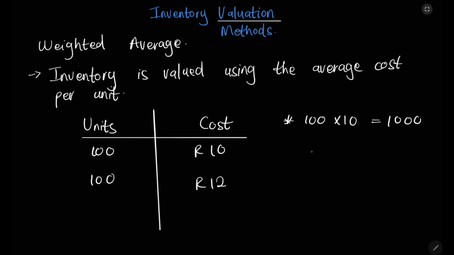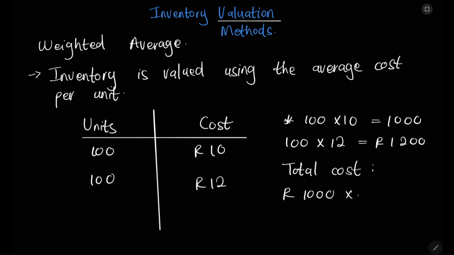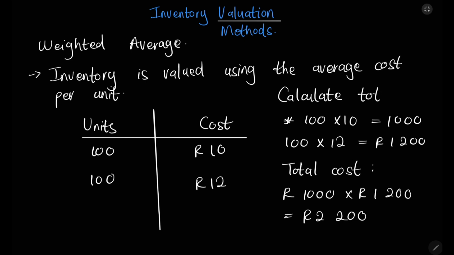We then have 100 times 12, which is 1,200, meaning this 100 times 12, the second batch. So the total cost will be 1,000 plus 1,200, which is 2,200. So if they give you the units and the cost and they say calculate the total cost, this is what you'll do.